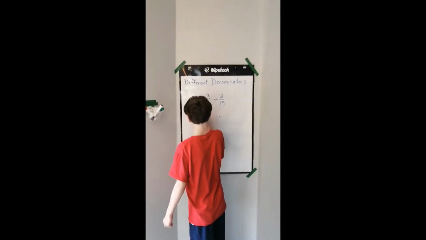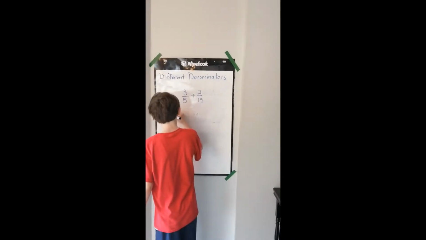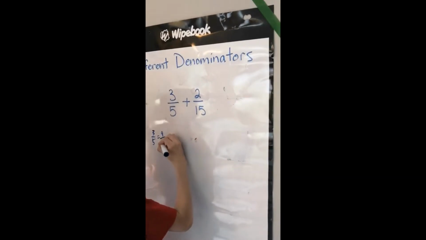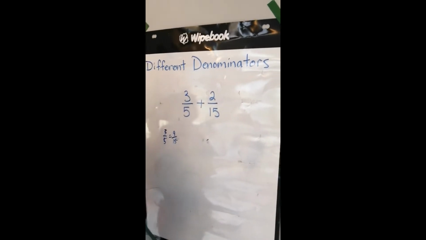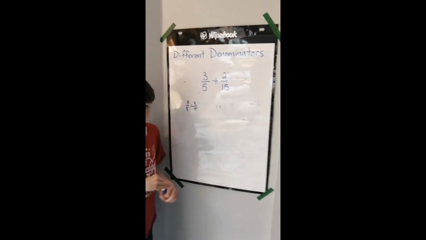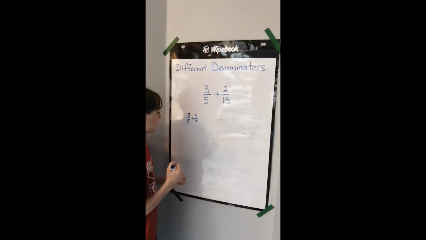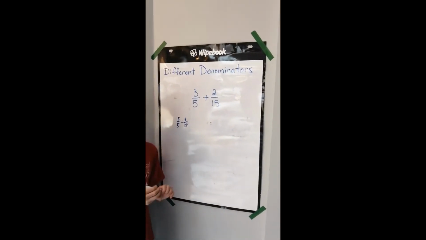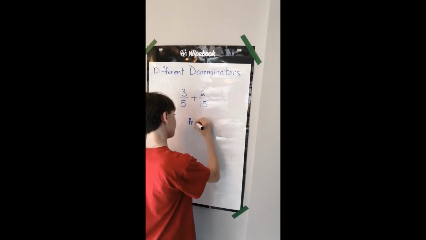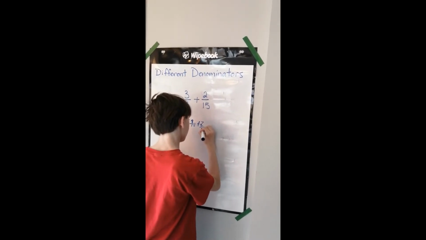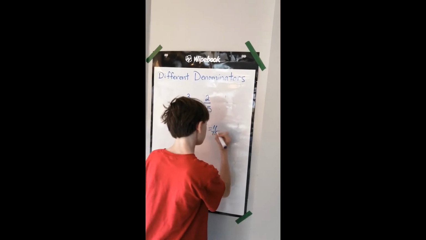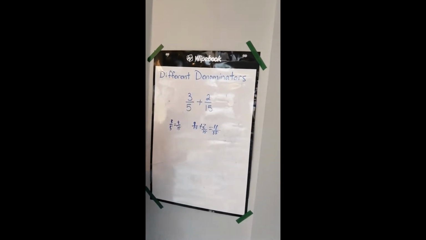Yep, I can turn 3/5 into 15ths. All right, so we see that 3/5 is equivalent to 9/15. So we now have 9/15 plus 2/15. Can you write that down for me? We have 9/15 plus 2/15, and now that we have the same denominator, we know the rule is that we add the numerators and keep the denominator the same.